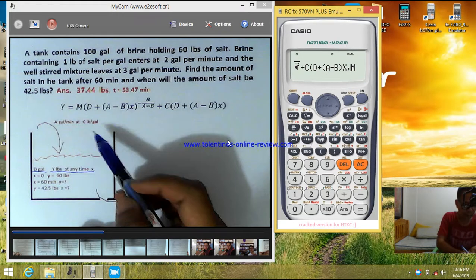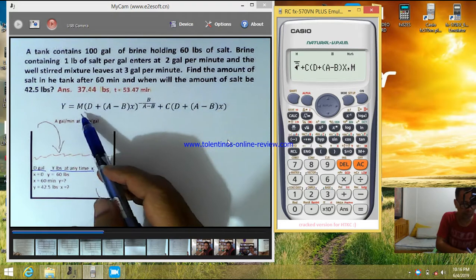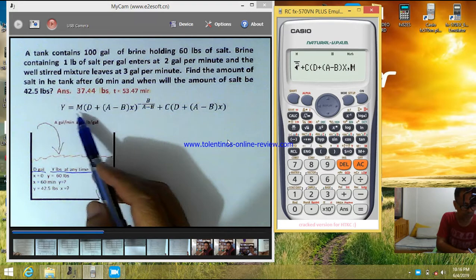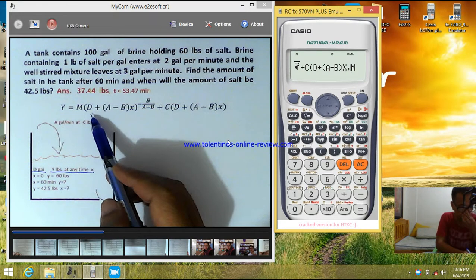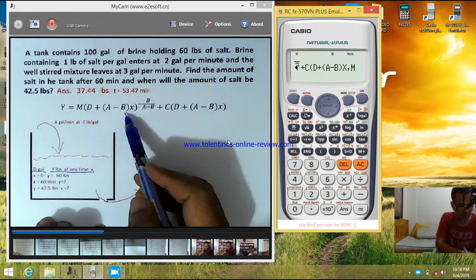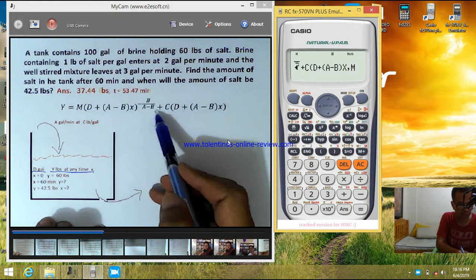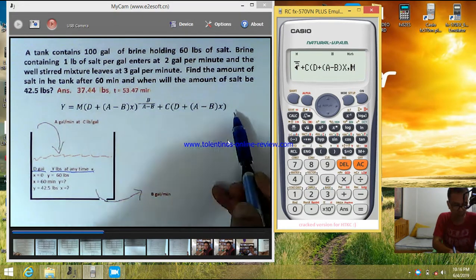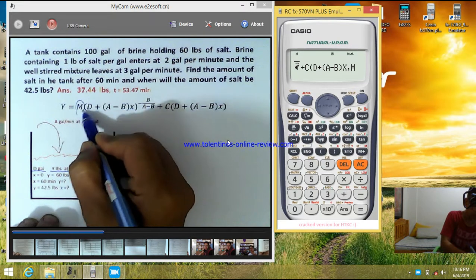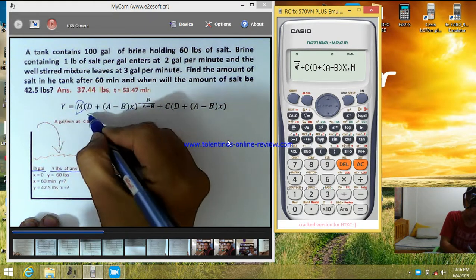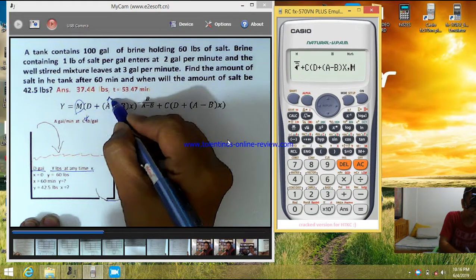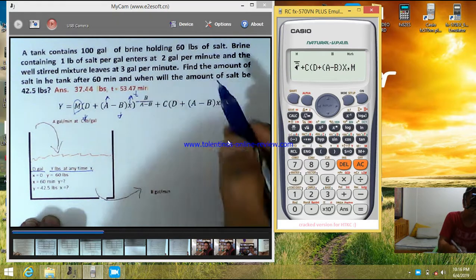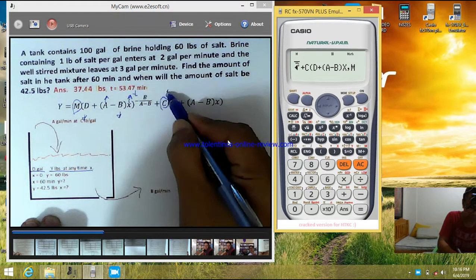Here is a derived model. I derived this using applications of linear differential equations. Y is equal to M times (D plus A minus B times X) raised to the negative B over (A minus B), plus C times (D plus A minus B times X). Now, M here is an arbitrary constant. D is the initial volume, A is the amount coming in, B is the amount coming out, X is the time, of course, and C is the concentration.